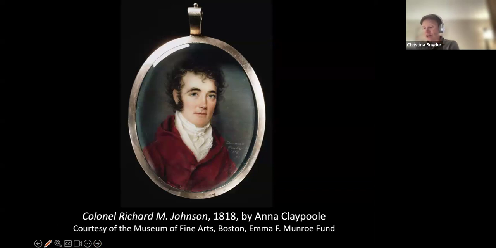Richard Mentor Johnson was a lifelong politician. He was a famous Democrat. In his day, he was second only in fame to Andrew Jackson. And he basically used Indian affairs throughout the course of his career to enhance his prospects.